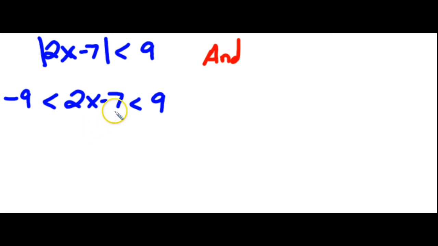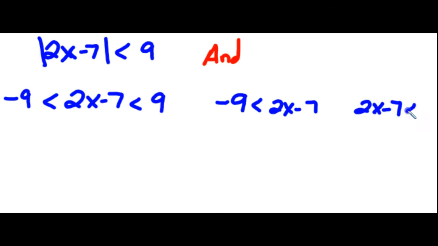Okay, now to solve this, remember a couple of days ago we talked about solving compound inequalities, and we could write this as two separate inequalities, like this: negative 9 is less than 2x minus 7, and 2x minus 7 is less than 9. We could solve both of those that way, or we could just keep it all as one, and let me show you how we could solve it without rewriting it as two separate inequalities.